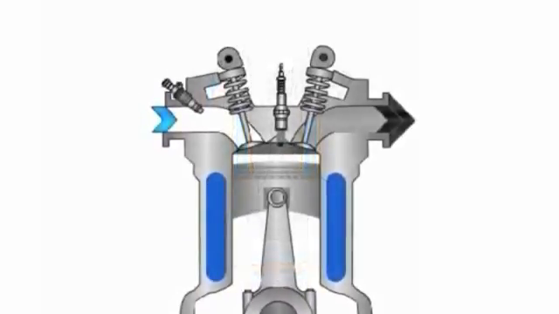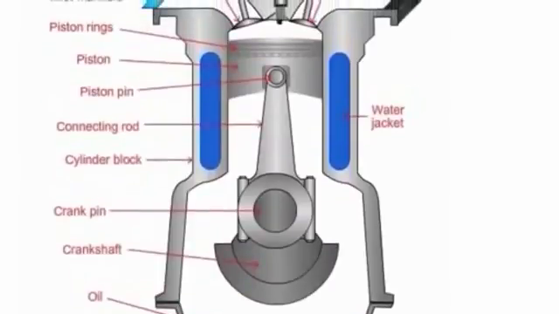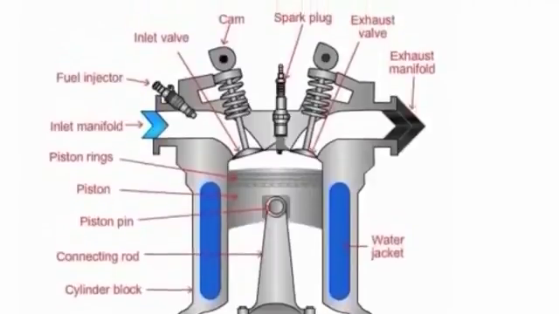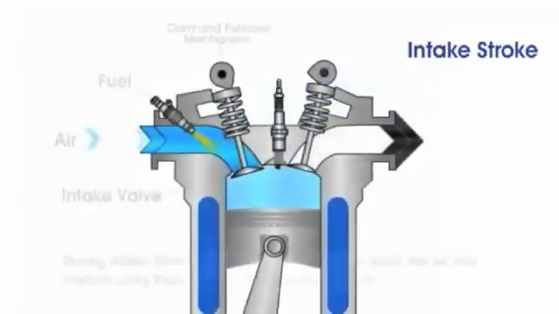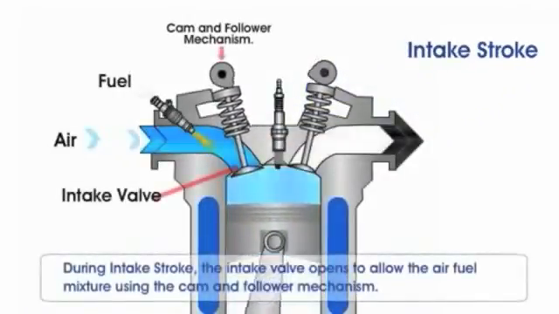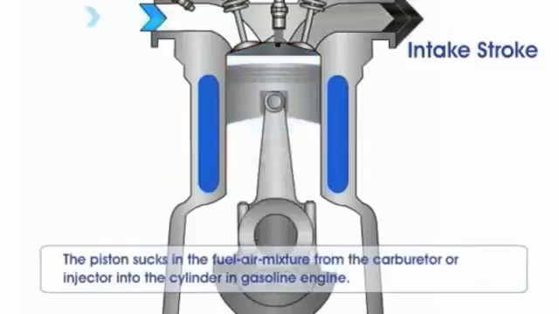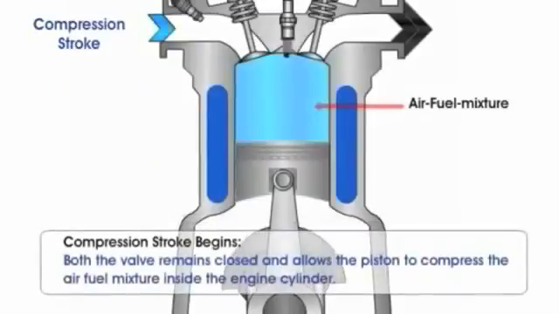Here, you can see all of the strokes of the engine. These are all the parts of the engine that were just explained, but more in detail. Next, you'll see the first stroke of the engine, the intake stroke. As the piston goes down, the valve opens and lets air and fuel in. Next is the compression stroke. As the piston goes up, it compresses the air and fuel.